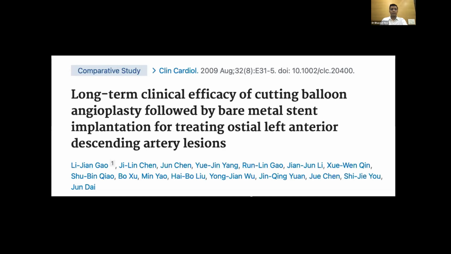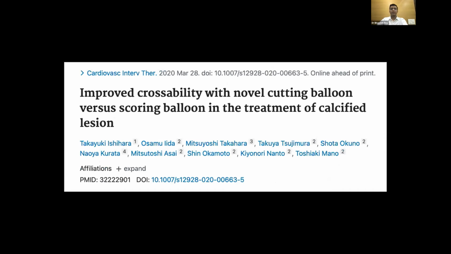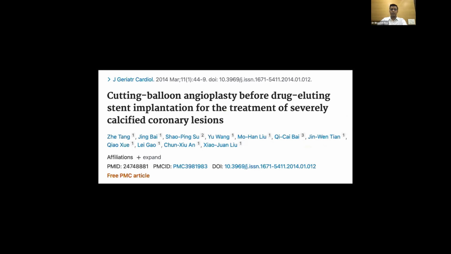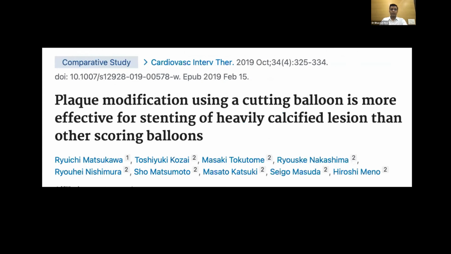These are the data, and for the benefit of time, I will go a little bit fast. We can get better acute lumen and acute cross-sectional area, and improved crossability with the cutting balloon. Delivery success rate is good compared to the other balloons. The scoring balloon is good, but the cutting balloon is better than that. The final lumen and acute lumen gain are better. So there are multiple data which say that the cutting balloon is better than the semi-compliant balloon, and it has a proven role. Now let's see what can happen with the ultra high pressure balloon.